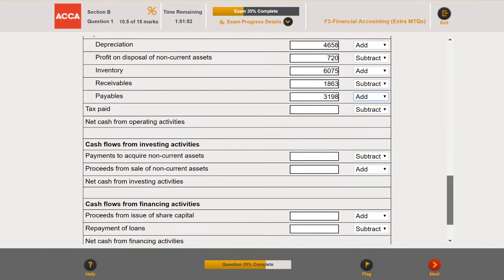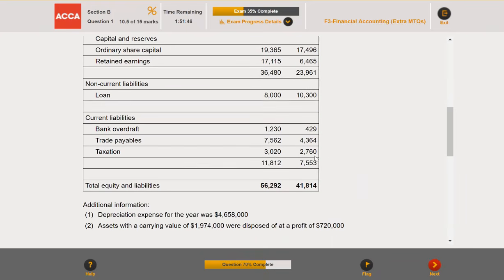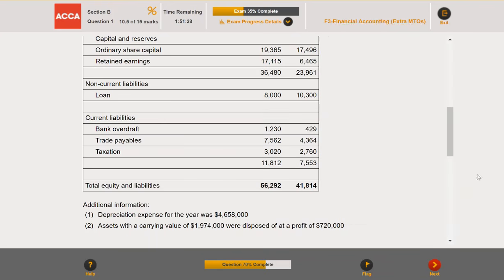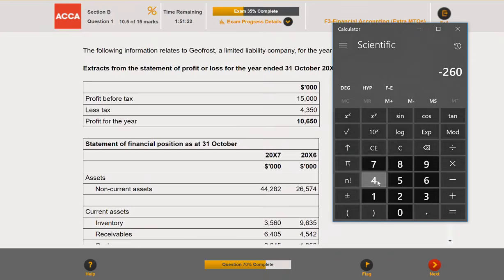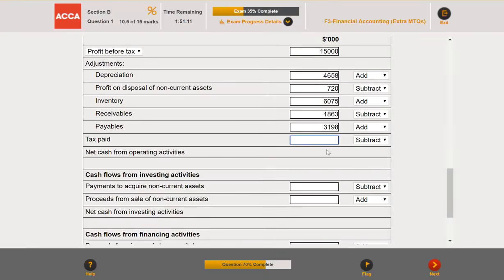Next, tax paid. Tax paid, we take the opening tax, which is here. So this is how it should be calculated. Opening minus closing and plus current, which is plus 43.50. So we have paid 4,990. Interest is also calculated the same way.